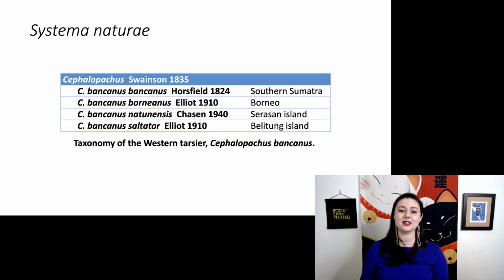If you want to look at the Systema Naturae, this is what the taxonomy might look like right now. Here's the taxonomy of the Western tarsier, Cephalopachus bancanus. You might notice for this particular species, there's several subspecies. So there's bancanus bancanus in southern Sumatra, bancanus borneanus in Borneo, bancanus natunensis in Sarasan Island, and bancanus saltator in Belitung Island. So for some species, we have an additional subspecific definition when people have described an individual population and decided it's distinct enough to get a subspecific name.